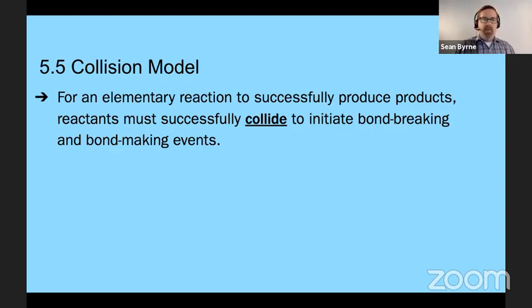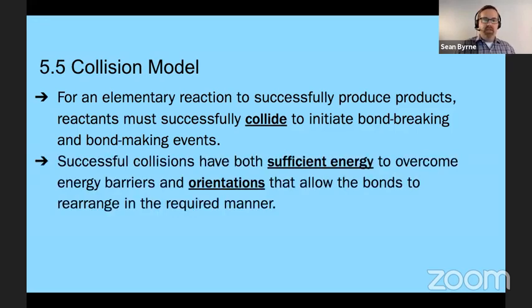Okay. And when we say successful collisions are those that have sufficient energy to overcome the energy barrier, which we'll call that energy barrier the activation energy, and that the collisions must have the correct orientation that allow bonds to rearrange. And that orientation piece is something that we haven't spoken about before. I think the sufficient energy thing will make sense because we'll spend a lot of time talking about temperature, right?